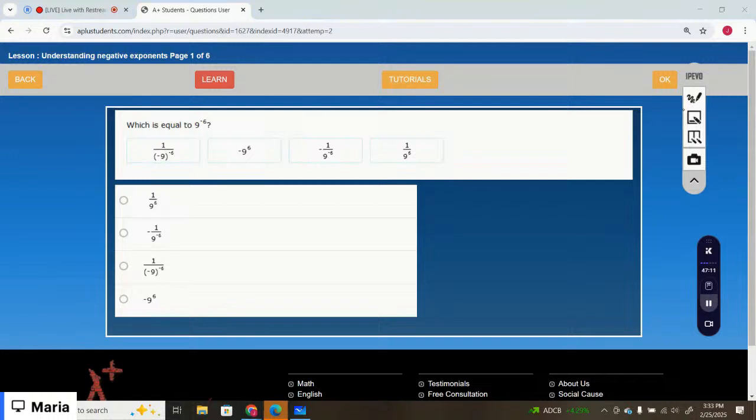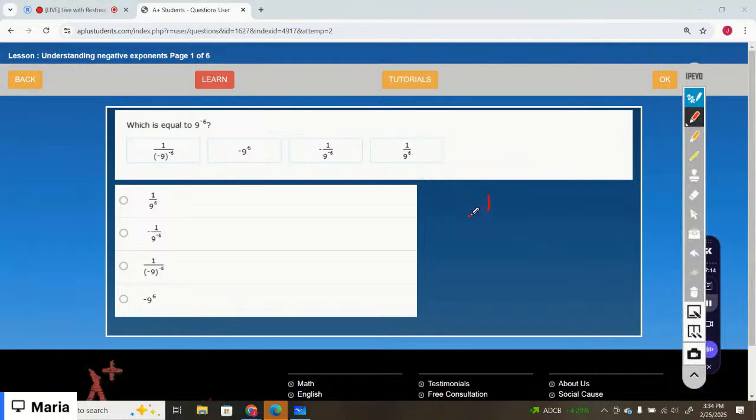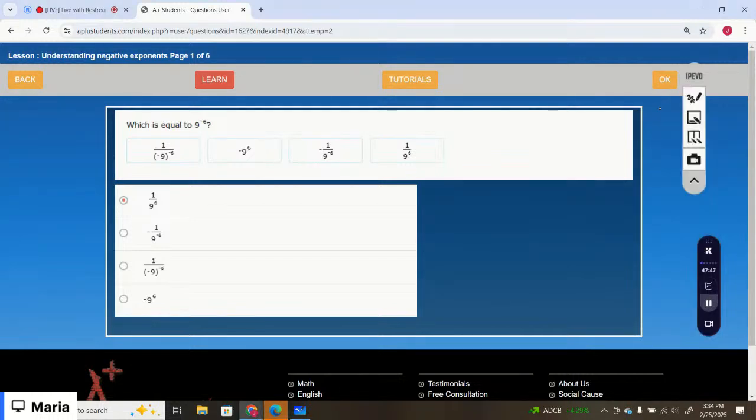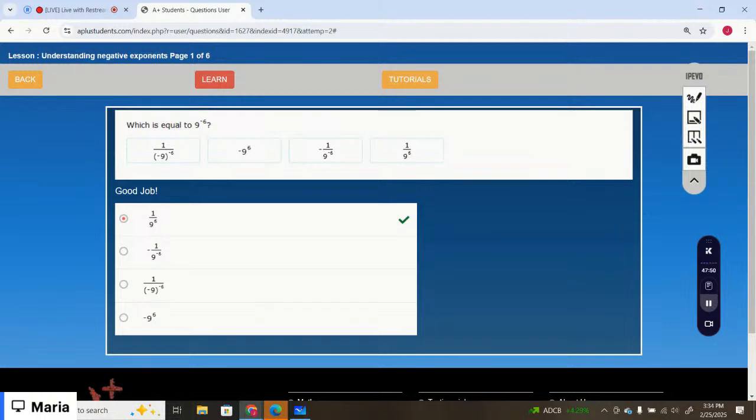That is 9 exponent negative 6. So you can make the exponent positive by writing it in the denominator. That is 1 over 9 exponent 6. Option number 1 is the correct option, 1 over 9 exponent 6.